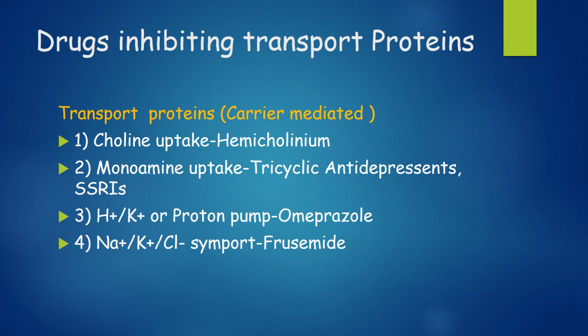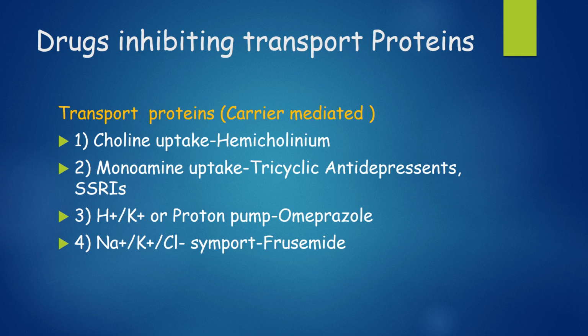The transporters will help to move the adrenaline or noradrenaline in the neural ends. So, they can be inhibited by tricyclic antidepressants or SSRIs, selective serotonin reuptake inhibitors. Okay. Another group of drugs: H+/K+, known as the proton pump, which is in our stomach. It can be inhibited by omeprazole.